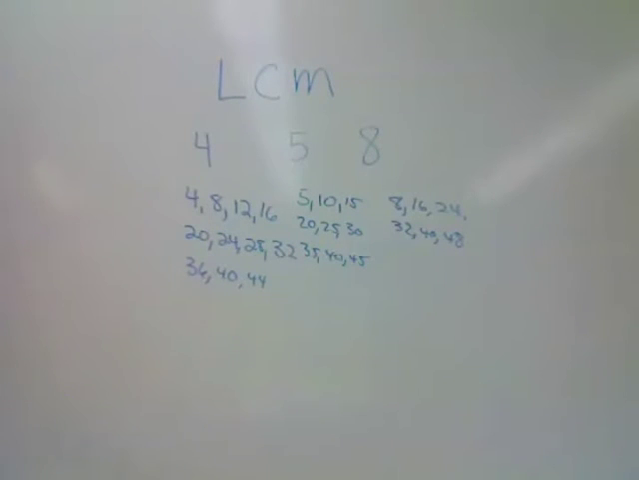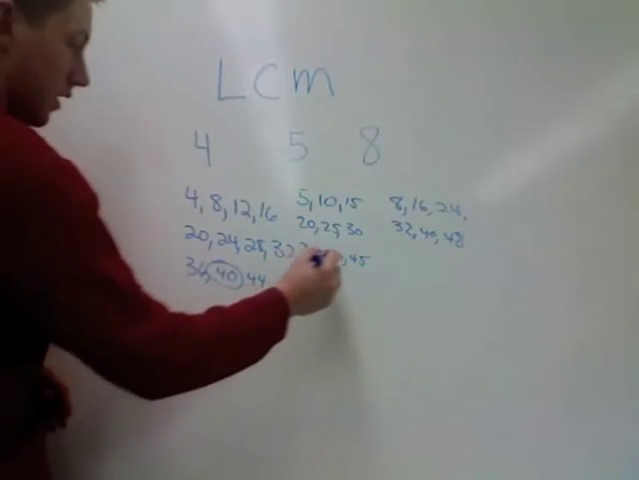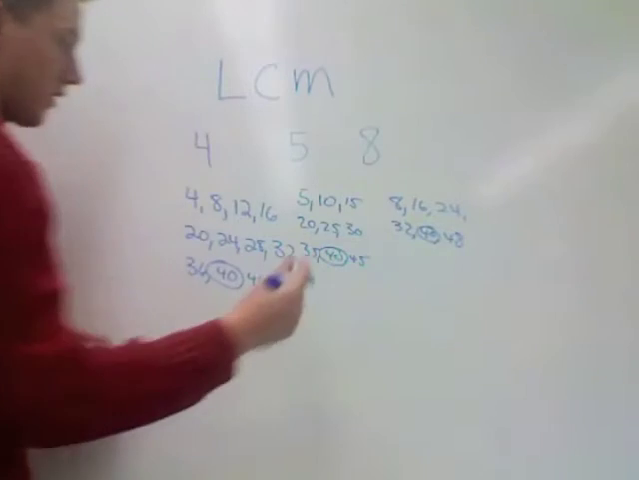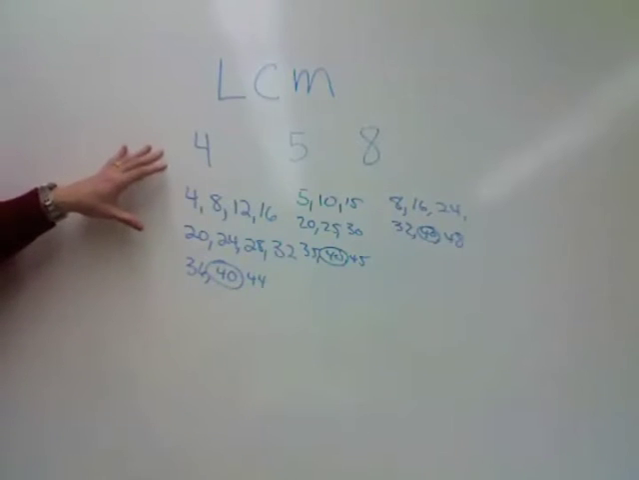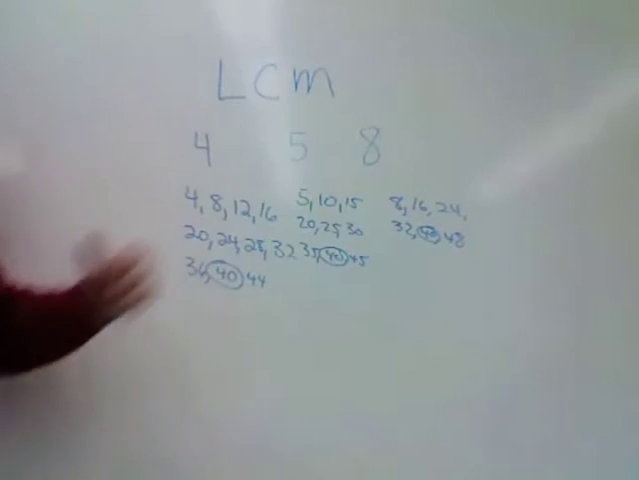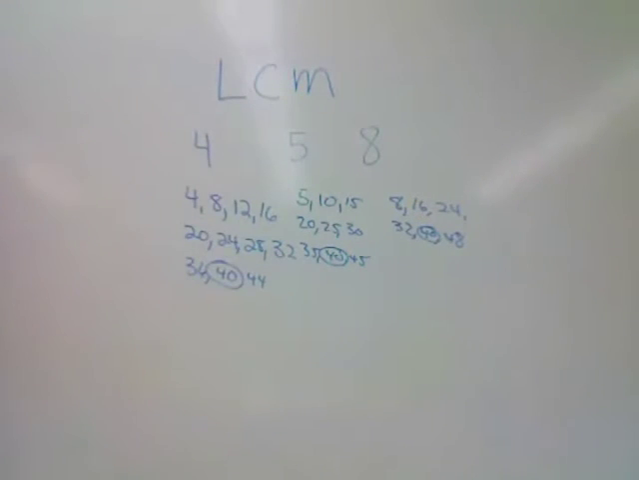Now, a lot of you could probably do this in your head and figure out that this is going to be 40, because as you can see here, 40 is here, 40 is here, and 40 is here. This is obviously our least common multiple. 4 goes into 40, 5 goes into 40, and 8 goes into 40 as well. So what we need to know is that the smallest number that can be divided evenly by each of a group of specified numbers, we call the least common multiple.